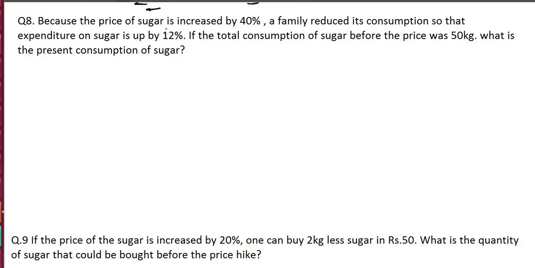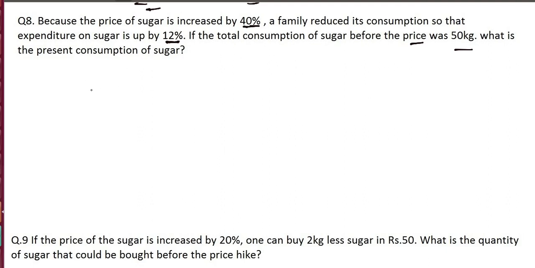Because the price of sugar is increased by 40%, a family reduced its consumption so that expenditure is up by 12%. If the total consumption of sugar before the price hike was 50 kg, what is the present consumption of sugar?